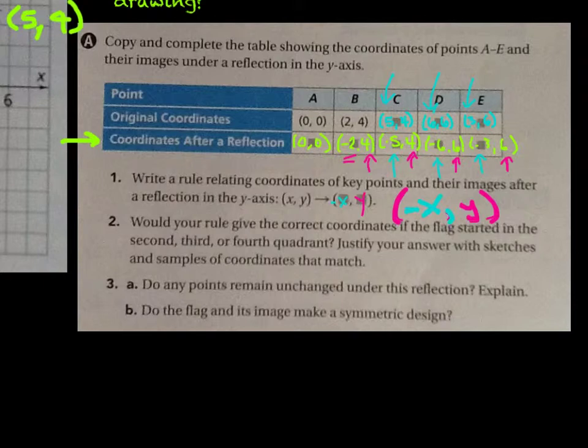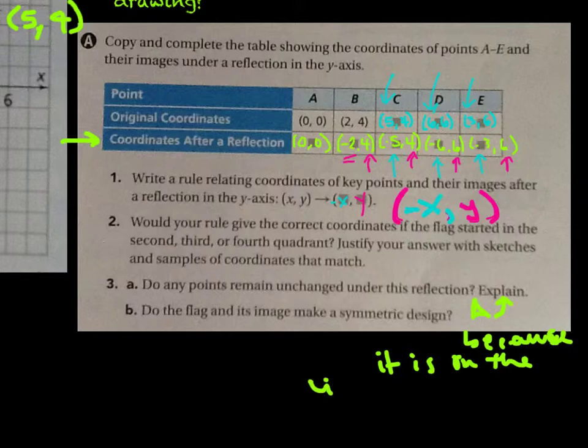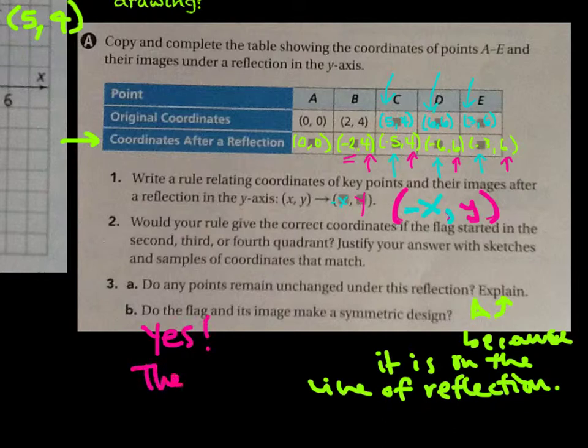Do any of the points remain unchanged under this reflection? Explain. Well, yes, point A remains unchanged because it is on the line of reflection, and that's important. Because it remains on the line of reflection, it is going to be unchanged. And do the flag and its image make a symmetric design? Yes, it does. They have a line of reflection, so therefore they mirror each other.